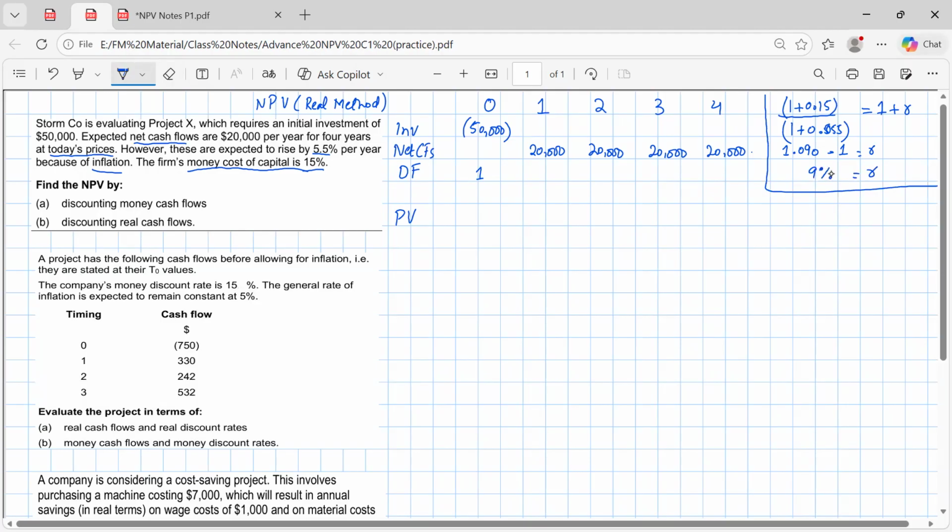Do the calculations yourself as well. You should both have a scientific calculator with you. We are doing the calculations. So this is how you convert the money cost of capital into the real cost of capital, which is 9%. Is this clear?